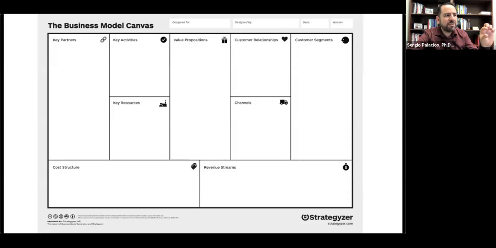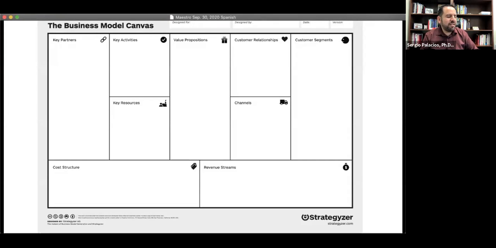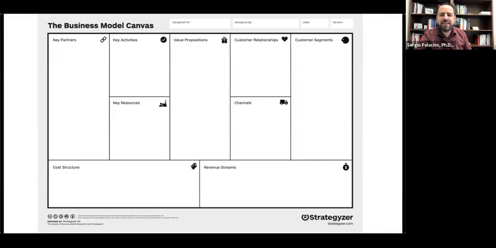Podemos entender mejor eso y proveer en ese segmento nuestra propuesta de valor. Nuestra propuesta de valor está al centro y la propuesta de valor es básicamente el producto o servicio que ofrecemos. En este caso, esta es nuestra propuesta de valor.